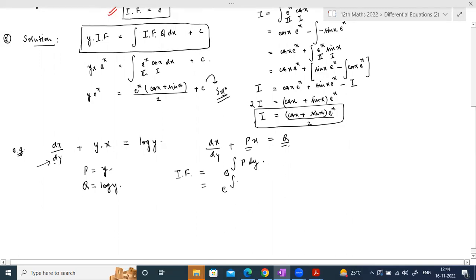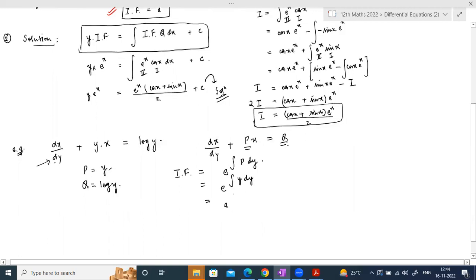So e to the power integral, what is p here? y. Integral of y dy. And what is the integral of y dy? y square upon 2. Right? So we get our integrating factor as e to the power y square upon 2.